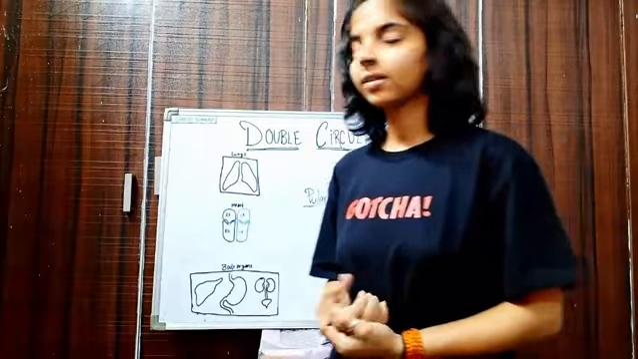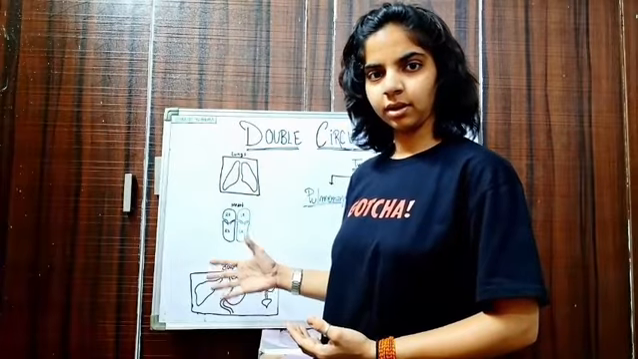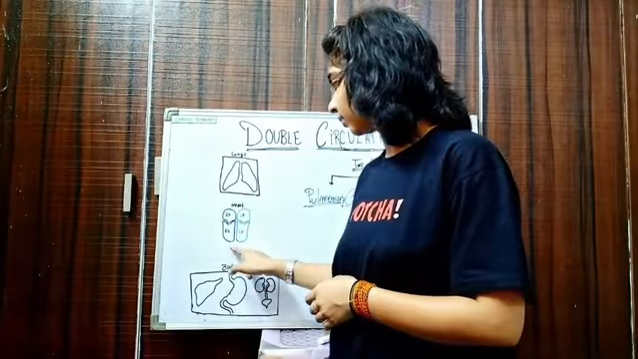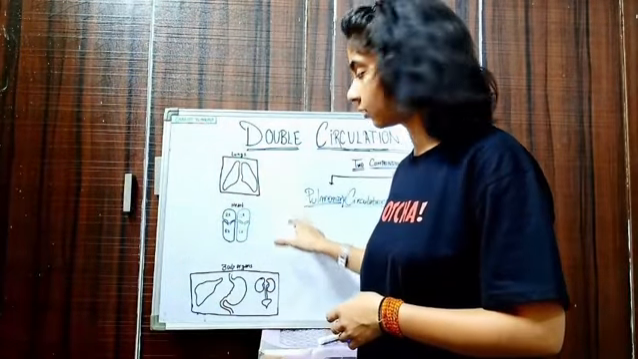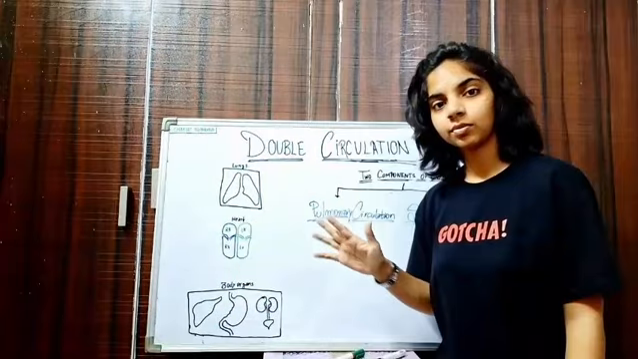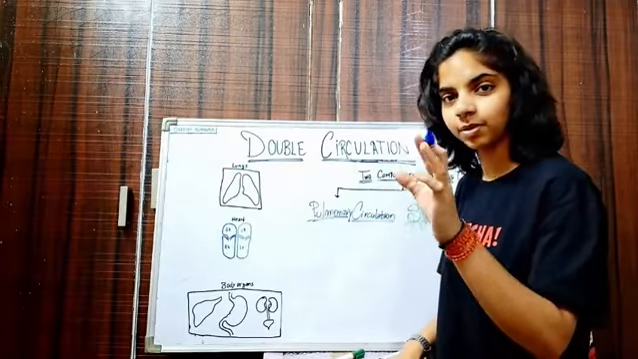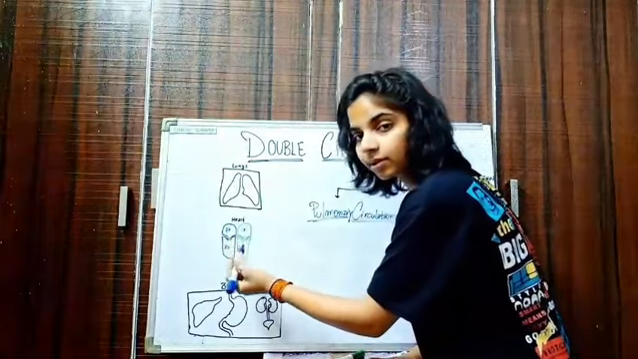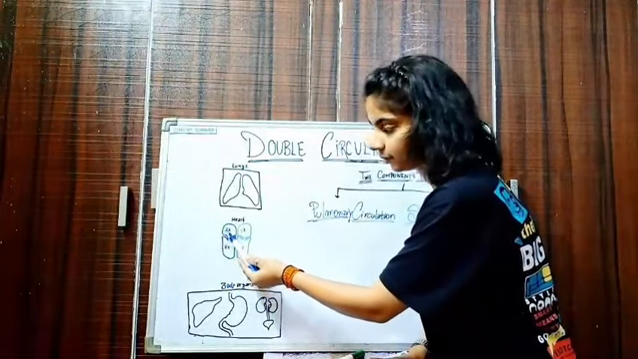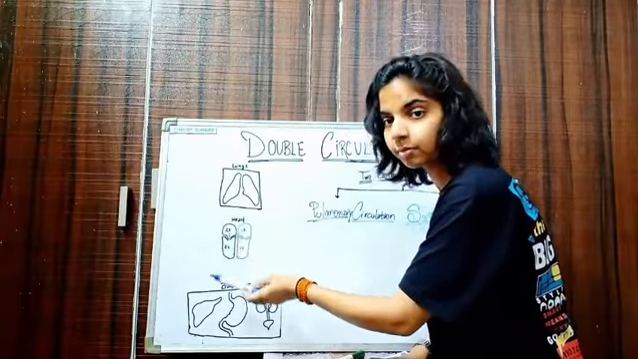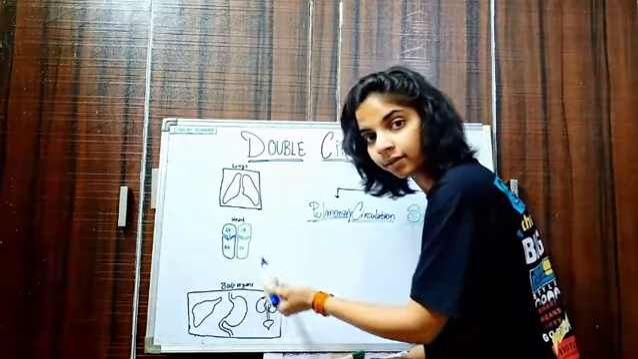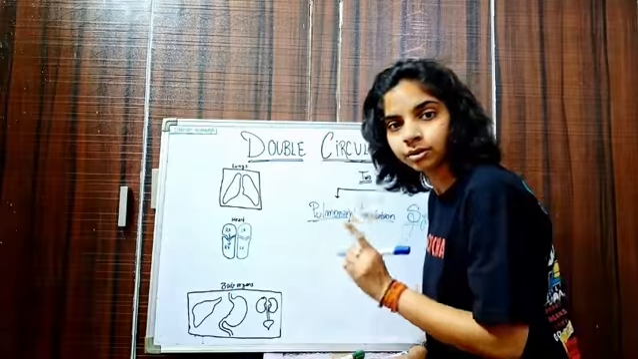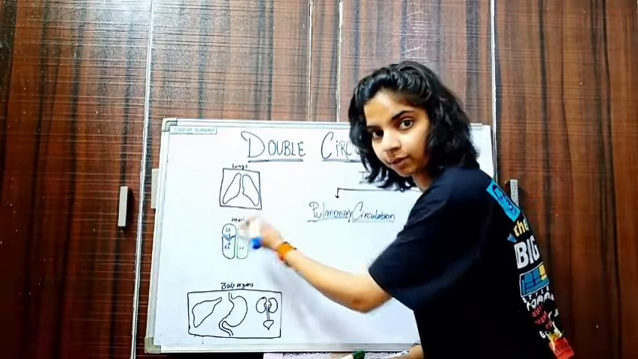Okay, so I will give you a sort of flow chart, and I will explain step by step, and at the end you will get to know from this flow chart how double circulation takes place in our body. For example, deoxygenated blood first of all is collected in the right atrium. From the right atrium, it passes to the right ventricle. The deoxygenated blood of the body passes to the right ventricle.